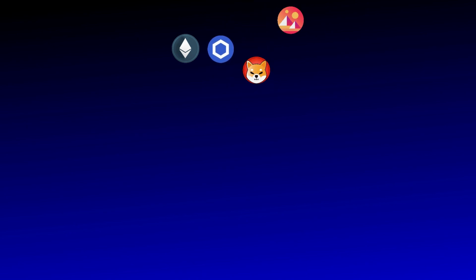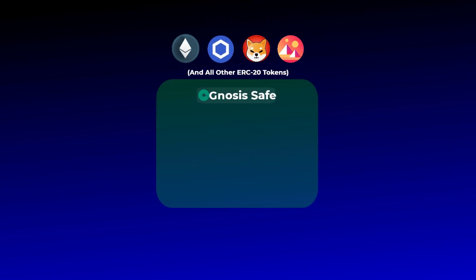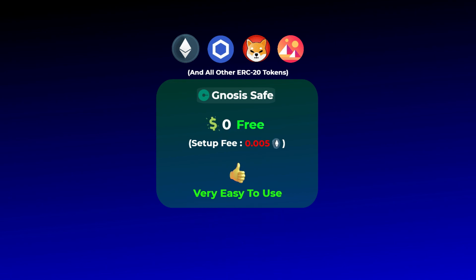If you are holding Ethereum and other ERC-20 tokens, like Chainlink, Shiba Inu, and Decentraland, you can use the Gnosis Safe. It is free to use, you just have to pay a fee of 0.005 ETH to create a vault. Also, its user interface is very friendly and easy for beginners.